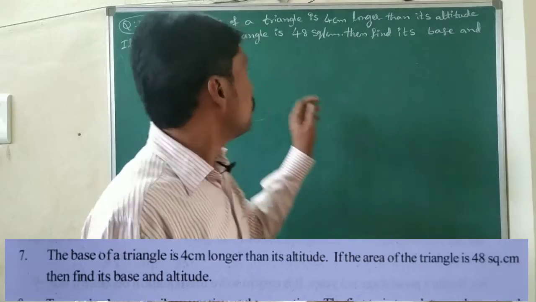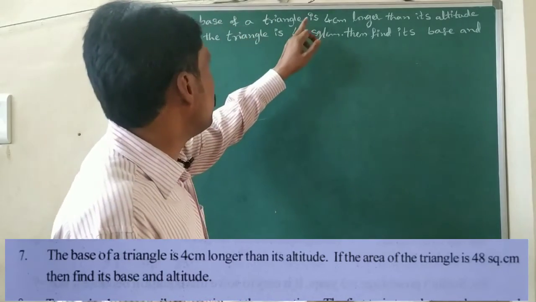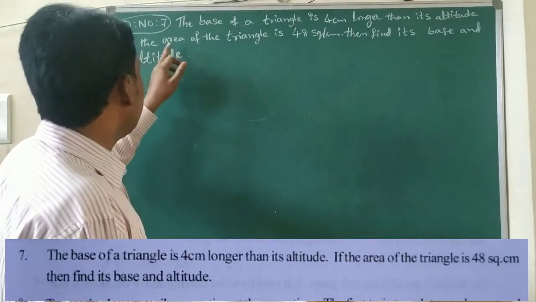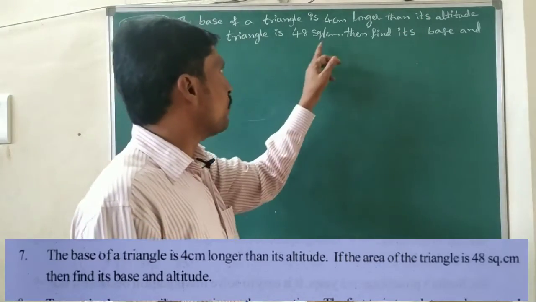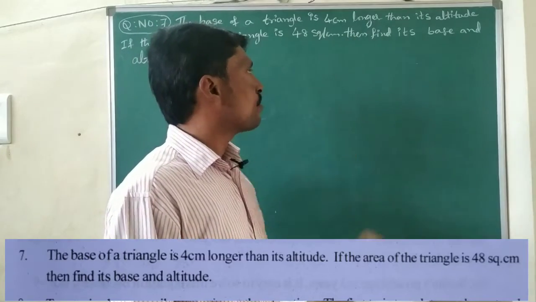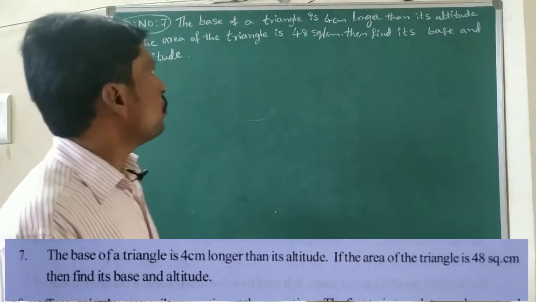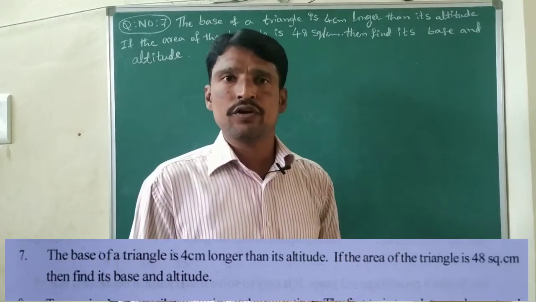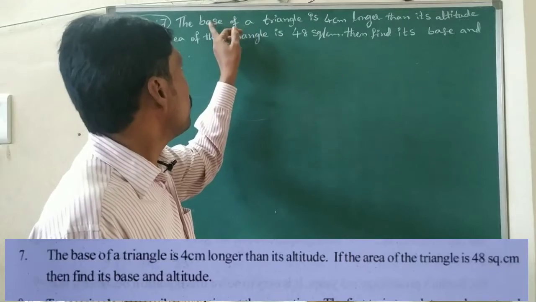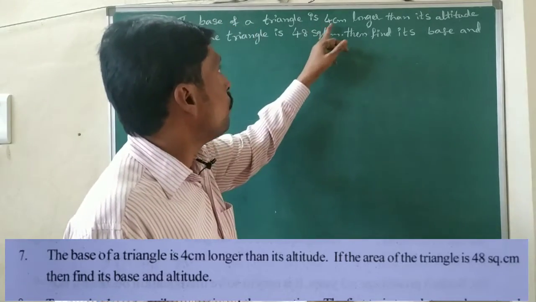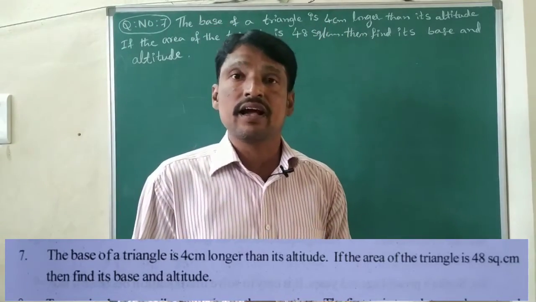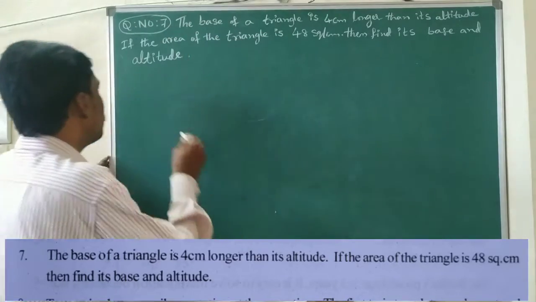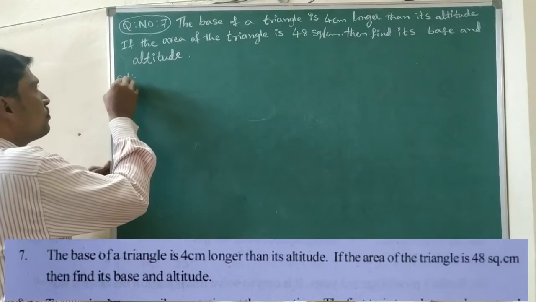Question number 7. The base of a triangle is 4 centimeters longer than its altitude. The area of the triangle is 48 square centimeters. Then find its base and altitude. So here we have to find the base and altitude. It is given that the base is 4 centimeters longer than its altitude, so 4 more. Here we can take the solution.